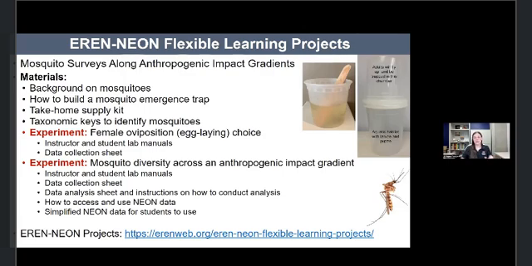There's also looking at mosquito diversity across an anthropogenic impact gradient or a human use gradient. So going from more urban habitat to suburban to rural. So you could try doing something like that if you have access to different sites. But that is a great place to look to try to get some ideas on how to design your experiment. It gives you an idea of what supplies you might need for your experiment. So now I'm going to show you an example experiment that we did in my lab.